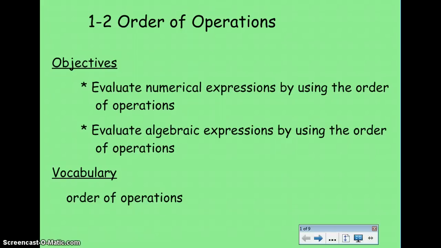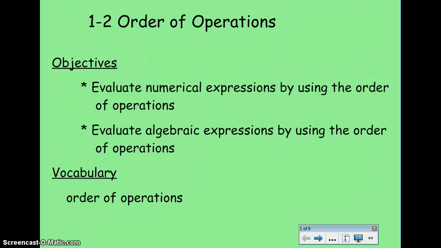So here we go, lesson 1.2. We're talking about the order of operations, with our focus today being on evaluating numerical expressions by using and following the order of operations. Again, evaluate means to find the value of an expression. We'll also evaluate algebraic expressions by using the order of operations.